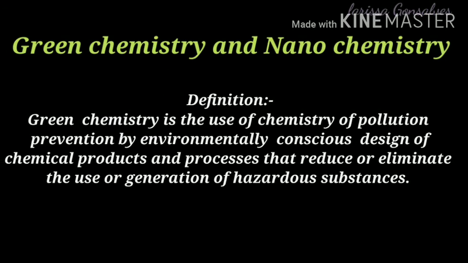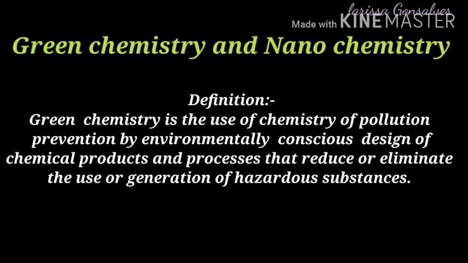Green chemistry is the use of chemistry for pollution prevention by environmentally conscious design of chemical products and processes that reduce or eliminate the use or generation of hazardous substances, which means you need to reduce the environmental pollution by using substances which are free of hazardous compounds. So if we want to reduce the impact of energy crisis and pollution, then we have to adopt the 12 principles of green chemistry which are put forward by Paul Anastas.